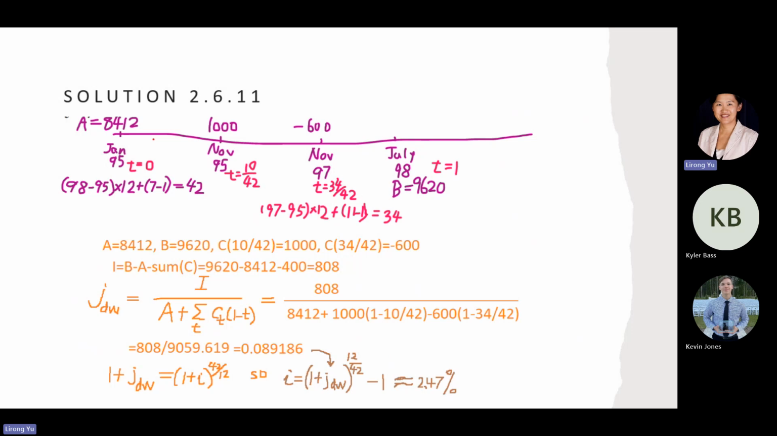42 months is roughly a little over 3 years, right? So it's quite similar, right? If you have the 2.47 times 4, it will be kind of similar to the 0.89. 8.9%. Any questions?